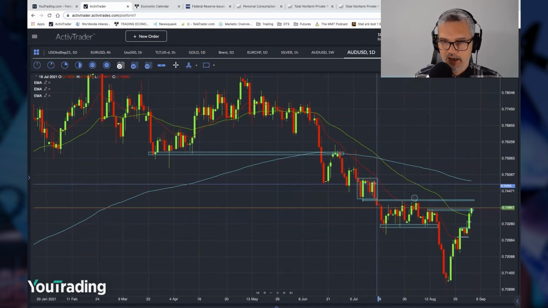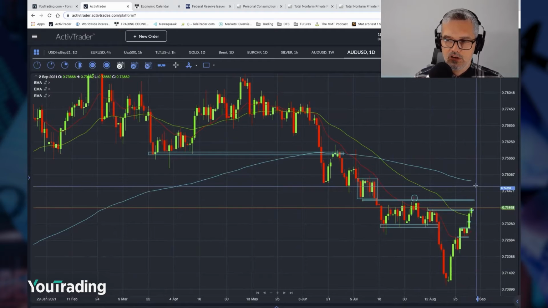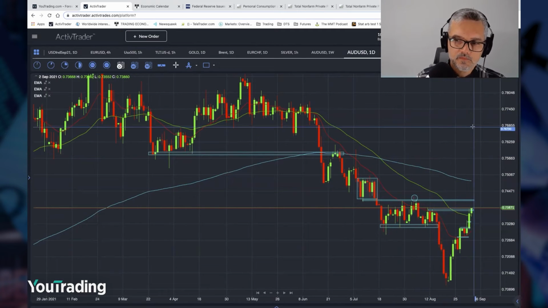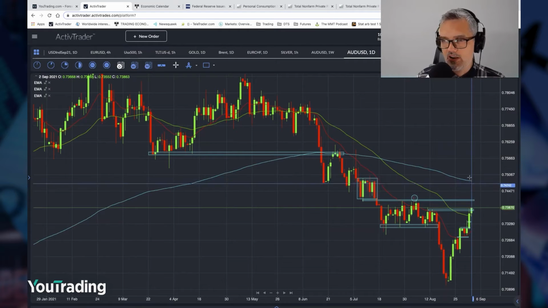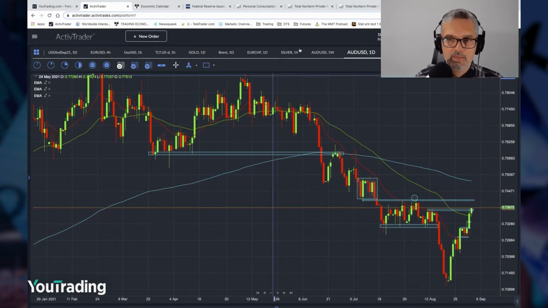If we get above this balance area, trade through this balance area, that takes us to the 200-day EMA. So I'm thinking we get up to 0.748 to 749, maybe up to 0.75 just to hit the round figure. So inflation's doing well. Fed was supposed to be tapering.